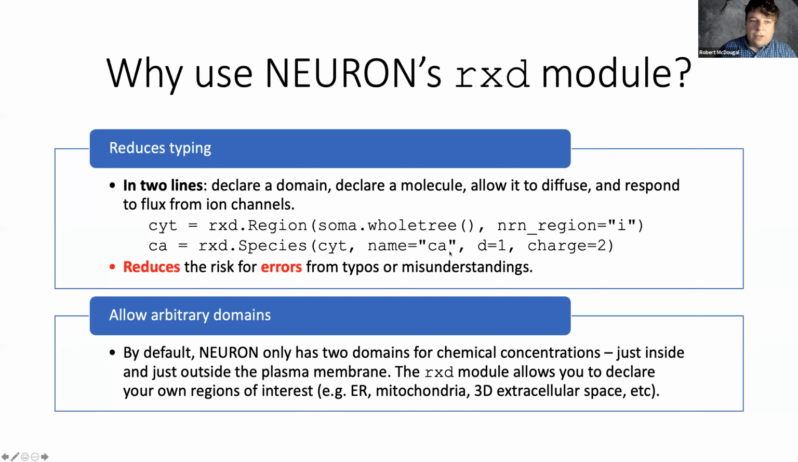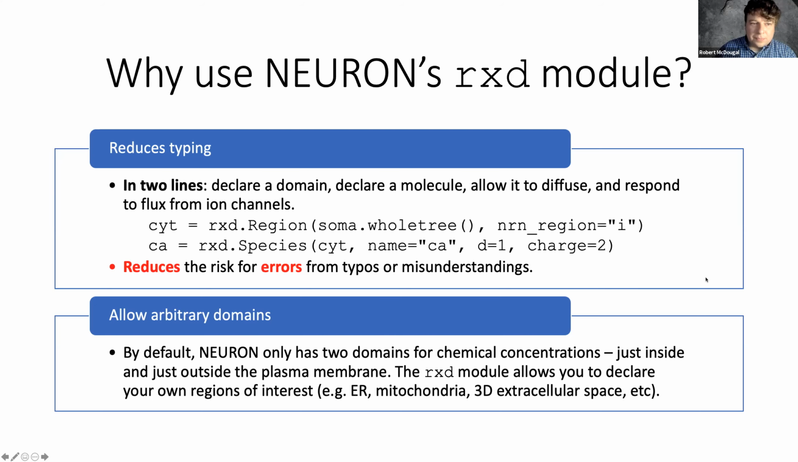And so if we do this and we use the RxD module, we're telling Neuron that, by the way, we care about calcium concentrations. And since we care about calcium concentrations, I need you to monitor the calcium currents and update the calcium concentrations based on the currents. And in order to do this, we need, of course, to know the ion charge.